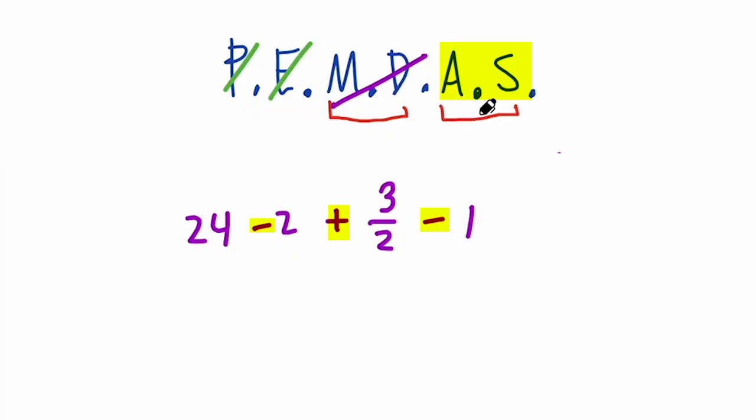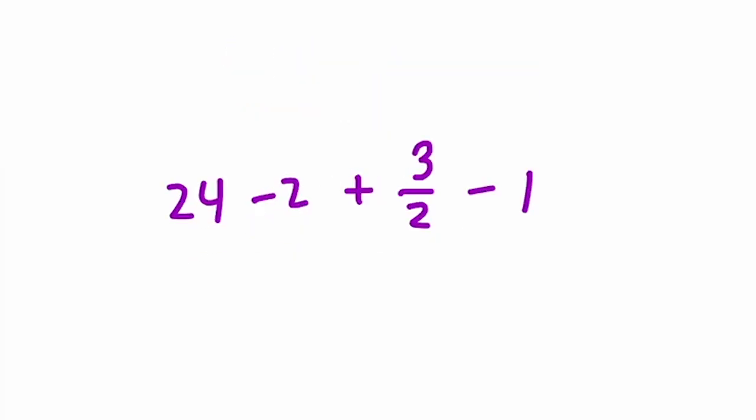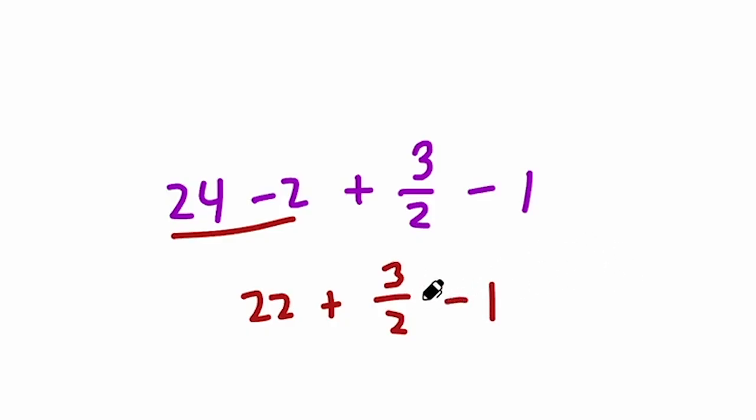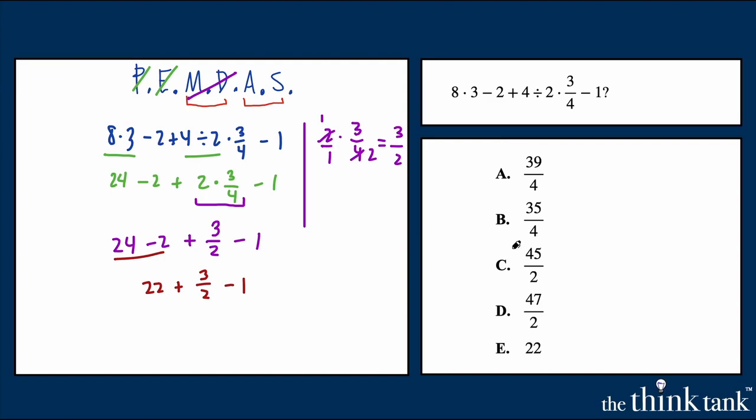So, okay, we've got 24 minus 2. That's easy. 24 minus 2, that part here is 22. Then we're going to add 3/2. Then we're going to subtract 1. Well, we've got adding of fractions, which means we're going to need to get a common denominator. And if you look at all these answers, a lot of them are in fraction form. So we probably got to get a fraction form here.